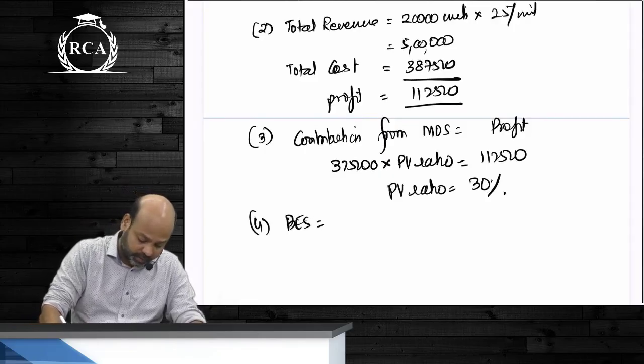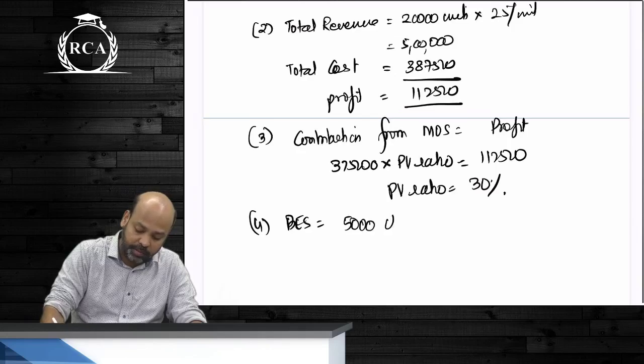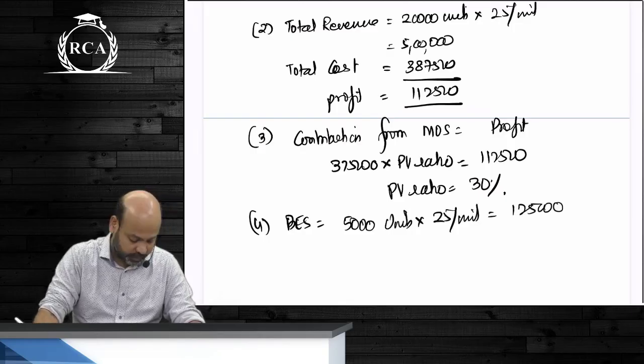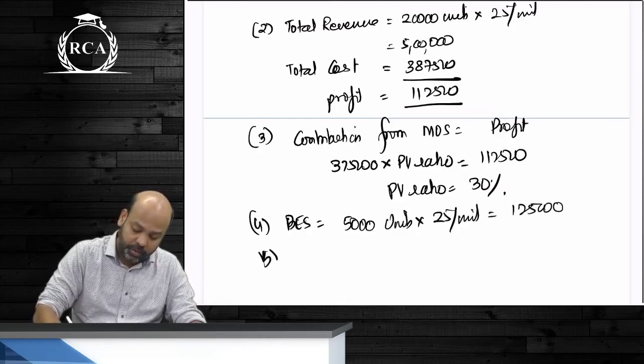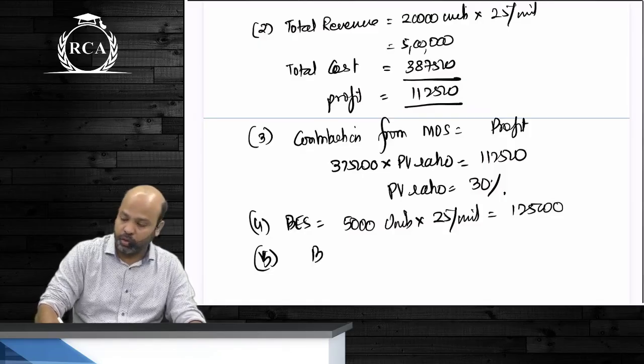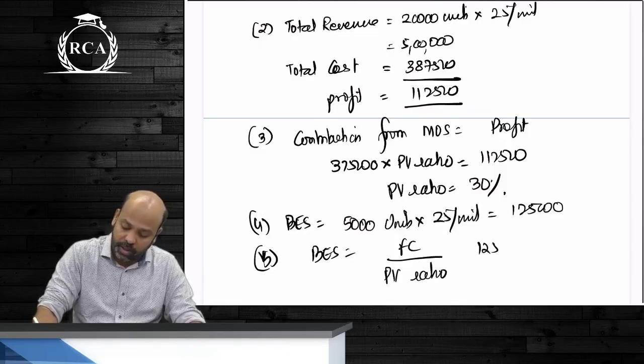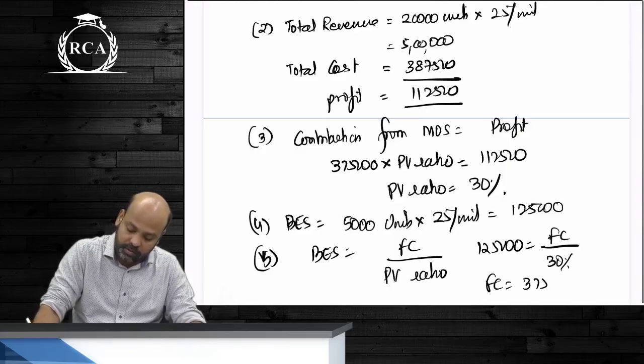But you can directly write break-even sales as 5,000 units multiplied by 25 rupees per unit, and that beta will be equal to 1,25,000 rupees. And finally beta, how will you compute fixed cost? You know break even sales guys is equal to fixed cost divided by PV ratio. 1,25,000 is equal to fixed cost divided by 30% beta. Fixed cost will be equal to 37,500.